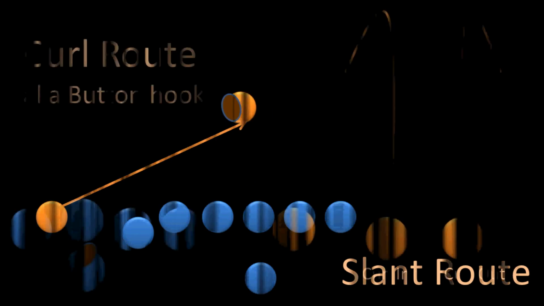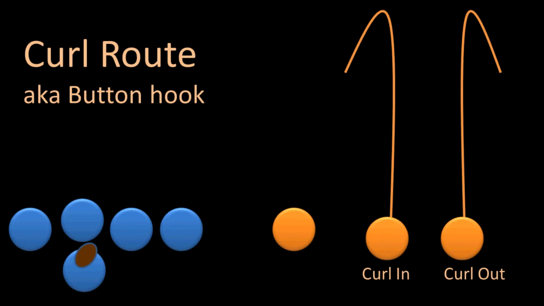Next is the curl route, which is also called the hook or the button hook, and as you can see, it means the receiver will run forward and turn around. How far the receiver will run forward may vary. It might be 5 yards, it might be 15, or it can be any distance. As with all these routes, the quarterback will know how far the receiver will be running before the ball is thrown. So oftentimes you'll see a quarterback throw the ball before the receiver has even spun around. This way, when he does turn around, he won't have to stand there and wait for the ball, because that would give the defense some time to block the pass.